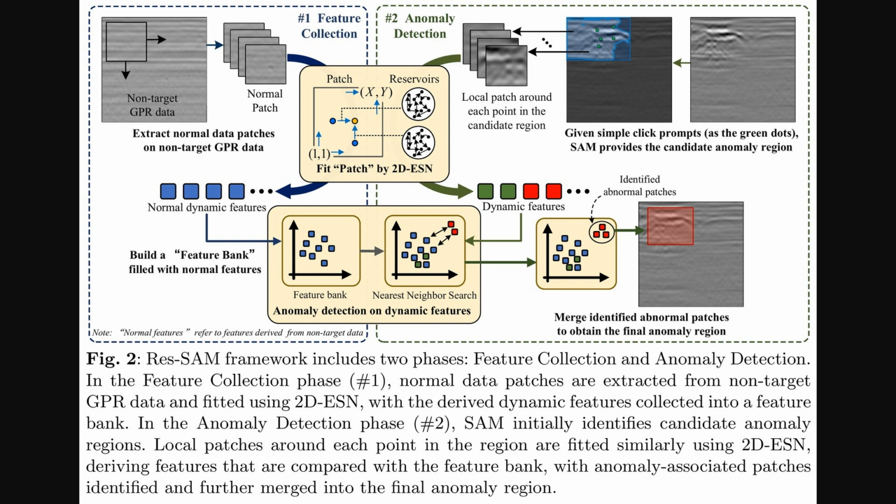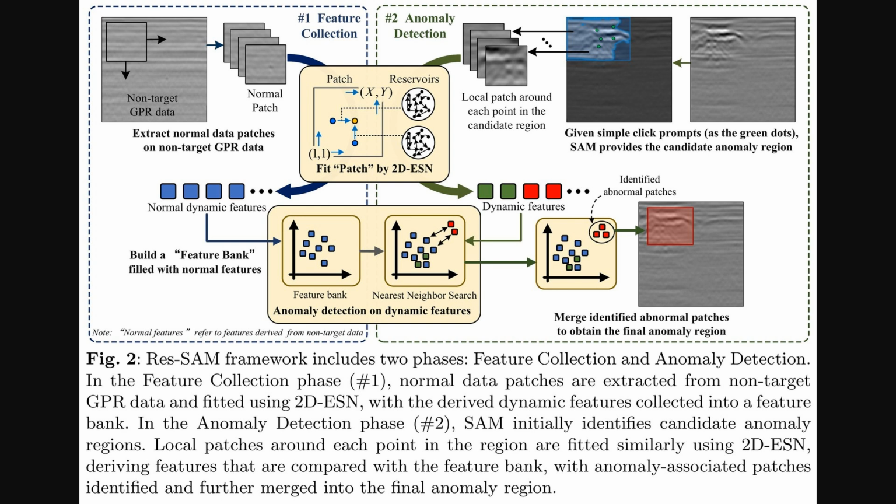This dual-directional echo state network is a type of neural network designed to capture how the electromagnetic wave data changes both horizontally and vertically within a patch. The features derived from these normal patches are collected into what the paper calls a feature bank, which acts as a baseline of normal characteristics.